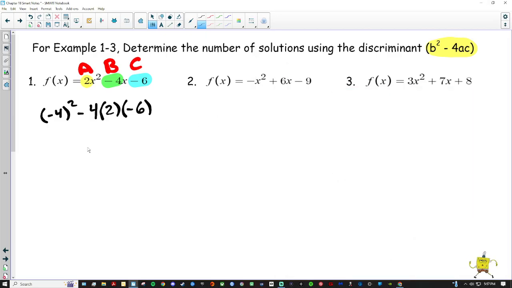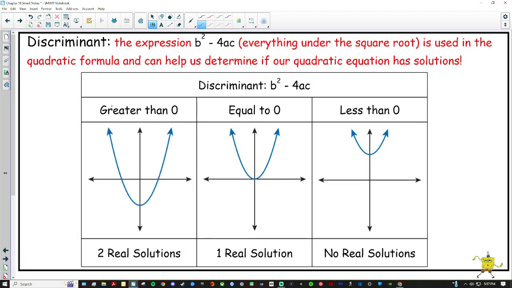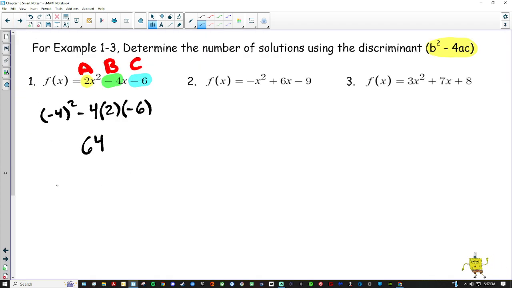Now that tells me this is a positive number. It is greater than 0. When the discriminant is greater than 0, then that means we have 2 real solutions. So I just need to write 2 real solutions. Done. Let's try another one.